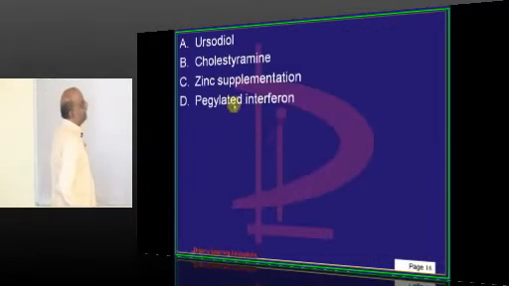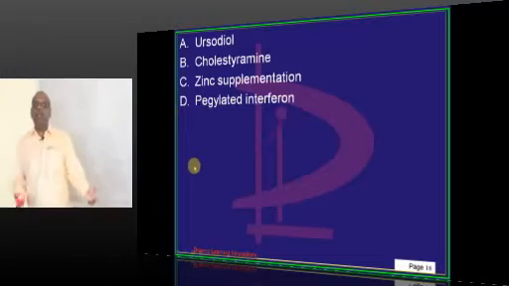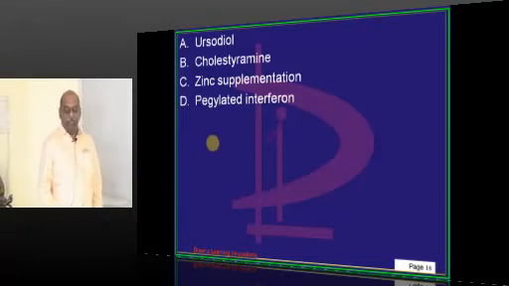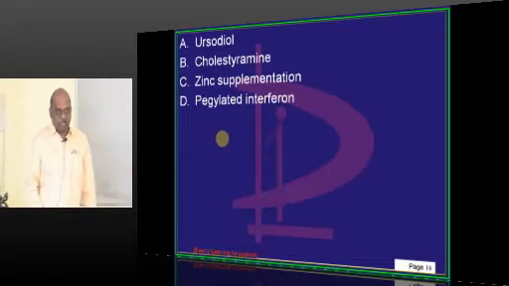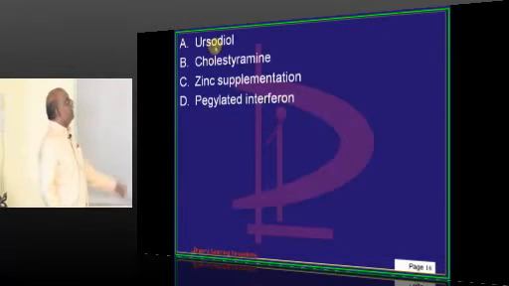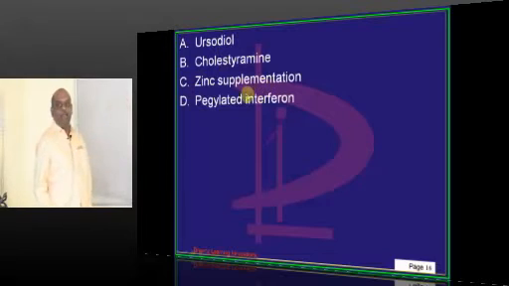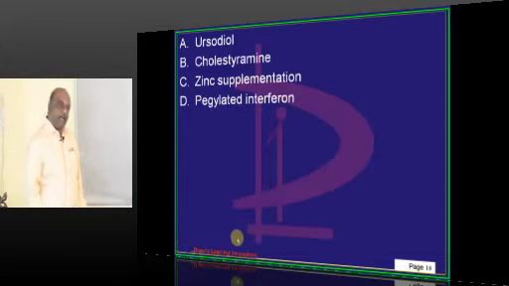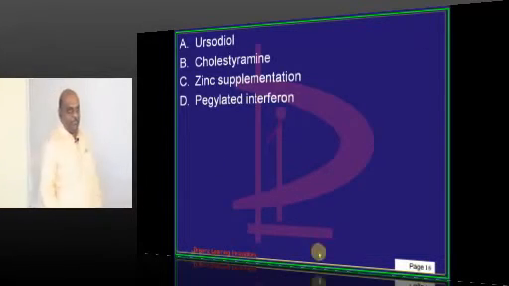So how do you treat it? In that, the bile salt levels are very high. So you give ursodeoxycholic acid, cholestyramine, zinc supplementation, but not pegylated interferon. Where will you give pegylated interferon? Typically in case of hepatitis B.